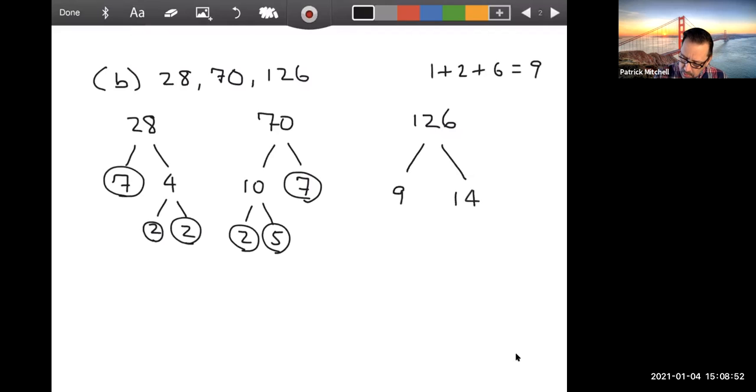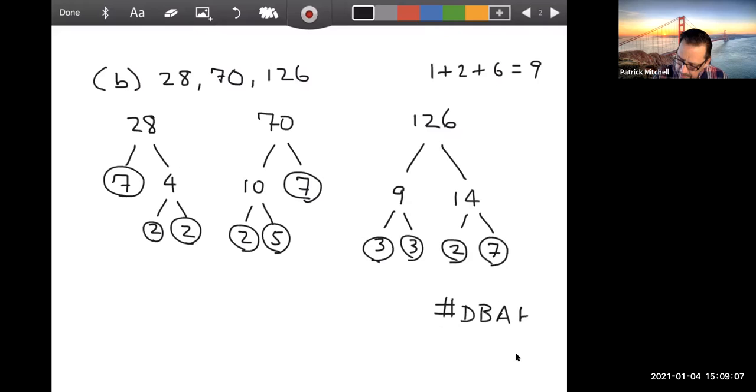And of course, 9 goes 3 times 3. And 14 is 2 times 7. One of my favorite sayings is "don't be a hero," hashtag DBAH. And what I mean by that is if there's something that you can easily figure out on your calculator, I would rather you use your calculator and get it right than try to do it in your head and get it wrong. All right, don't be a hero.